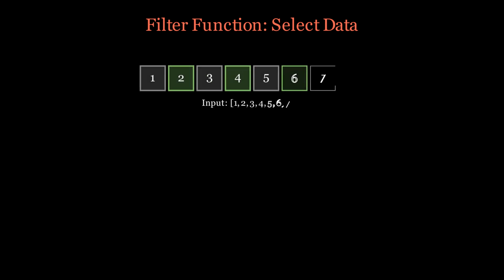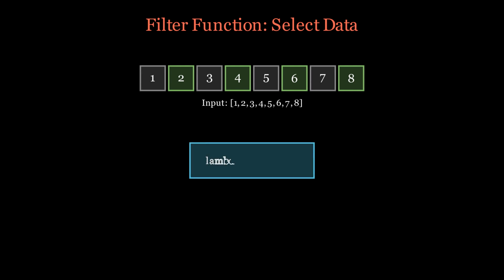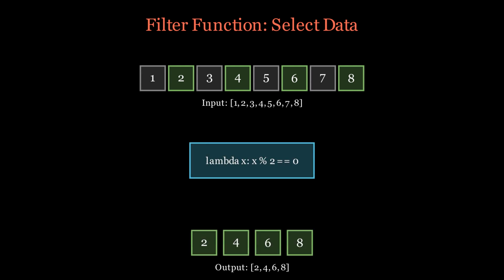Here's filter in action. We start with numbers 1 through 8. Our filter function checks if each number is even. Green boxes show numbers that pass the test. Gray boxes show those that don't. Filter keeps only the numbers that return true, the even ones.